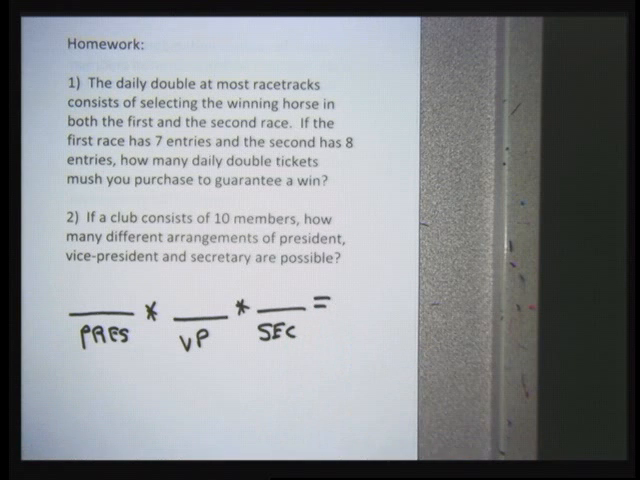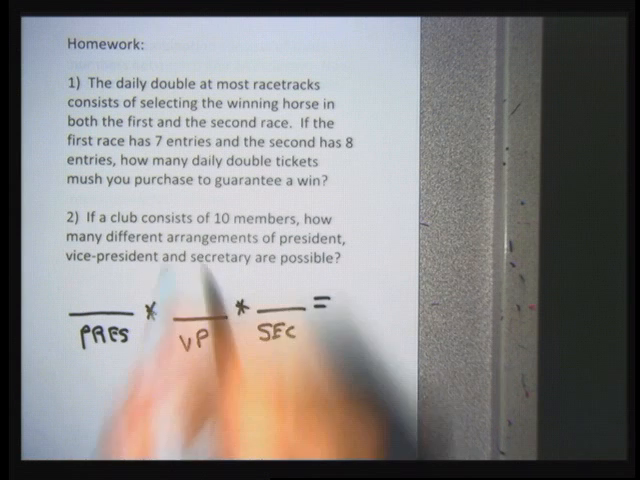It doesn't talk about duplication or repetition. I'm going to assume that the same person can't be both the president and the vice president, or the same person can't be both the vice president and the secretary. So I'm going to pick a person for president. There are 10 people in the club.